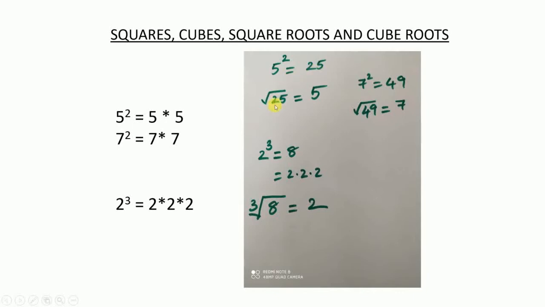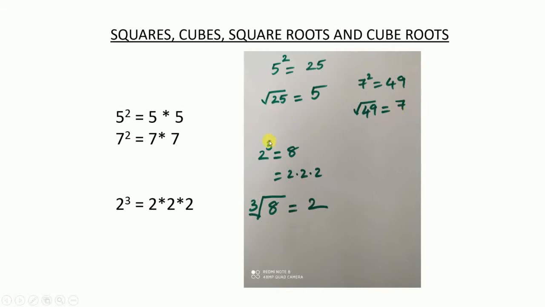Now square root is the reverse operation, or inverse operation, for square. So what is the square root of 25? Square root of 25 means which number you have to multiply with itself to give 25. That is 5. Correct? 5 square is 25. So square root of 25 is 5. Similarly, 7 square is 49. Square root of 49 is 7.